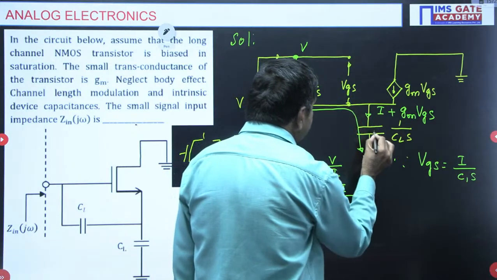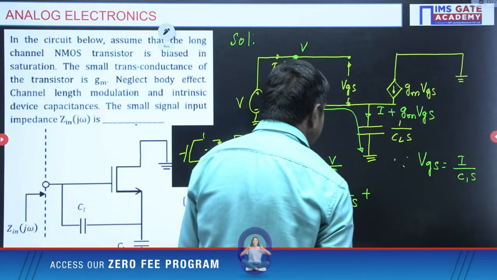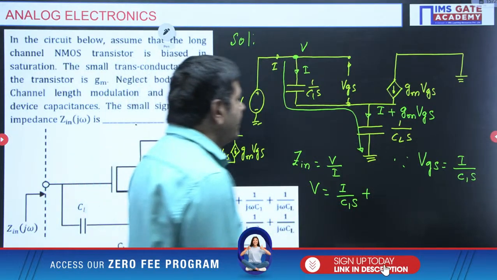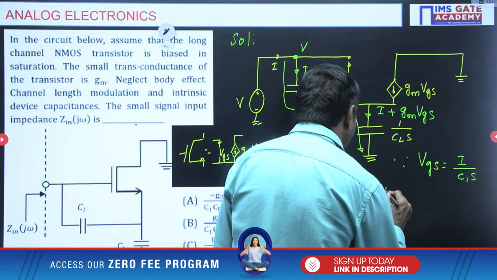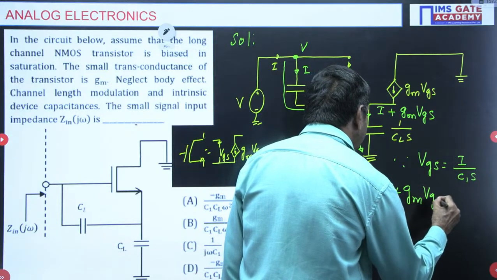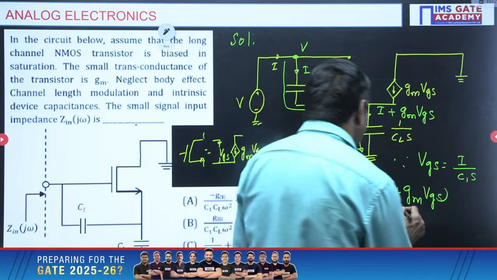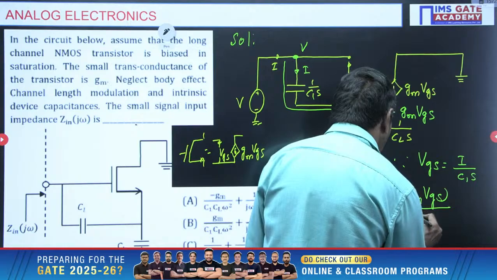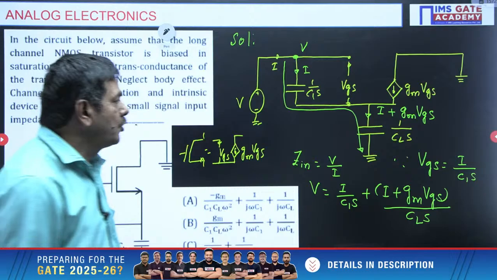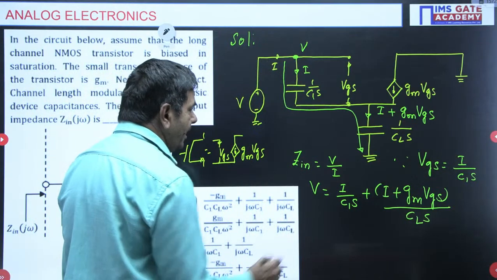When I go this side, for some drop, I want the current into this capacitor reactance. Current means I plus GM VGS, into the capacitor reactance, which is 1 by CLS. Yes, I got this now. You know very well VGS is nothing but I by C1S. I want to substitute here now.